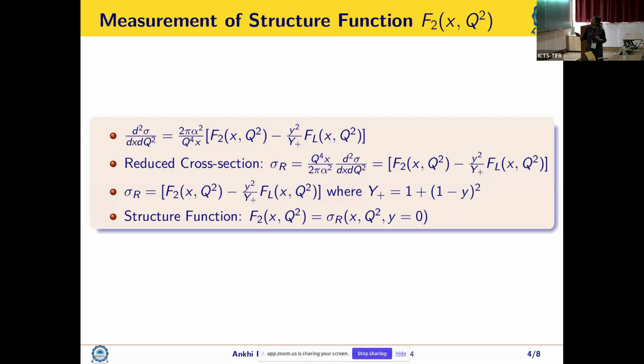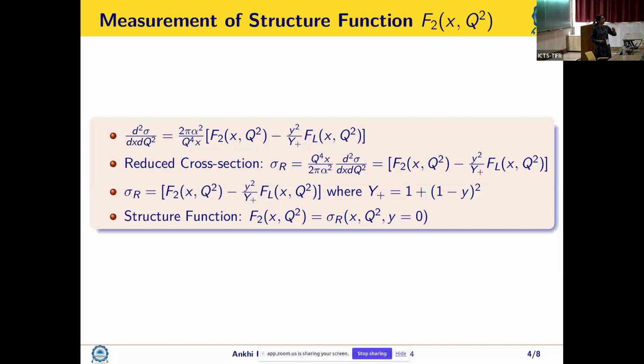On the right hand side you see F2 minus y squared by Y plus times FL. We are not going into the details of Y plus. Now, if you put small y equal to 0 here, what happens? Only F2 remains. So we can extrapolate to y equal to 0 and get F2. That's the philosophy behind the analysis.